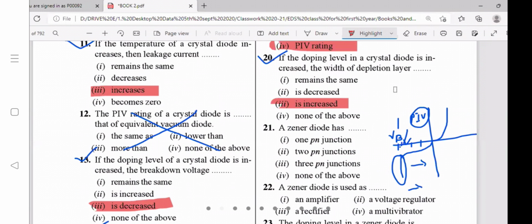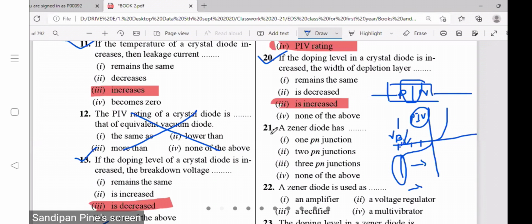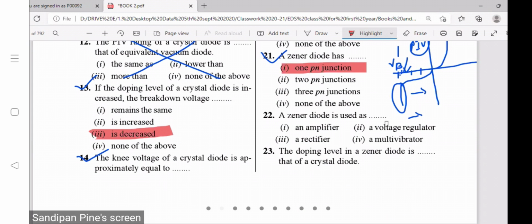A Zener diode, so all the diodes I told, if it is a diode, it has one PN junction. Any diode, that may be Zener, that may be crystal, it has a single PN junction. If the doping concentration is more, it will become a Zener diode, but all diodes have a single PN junction. So a Zener diode has a single PN junction, one PN junction. A Zener diode is used as a voltage regulator. Application we have told, Zener diode is used as a voltage regulator.